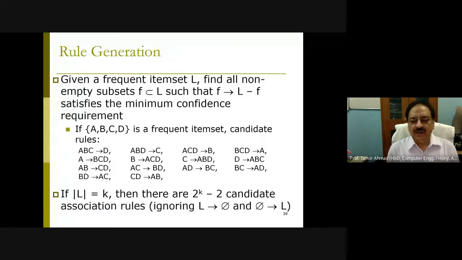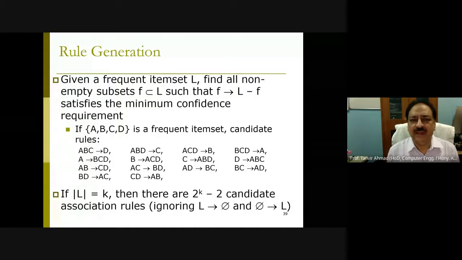Now, how do you generate the rules? Till now, what we have done, we know the frequent items. For example, I can say A, B, C is frequent. But how to generate the rules from this? Now, let us try to get this concept.